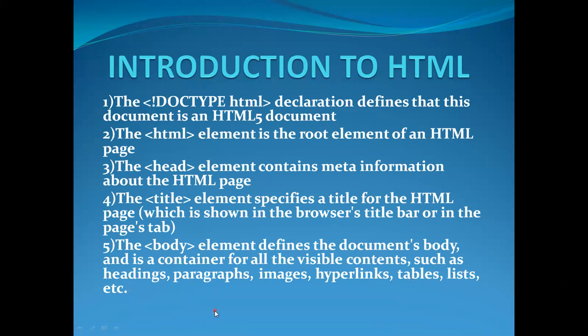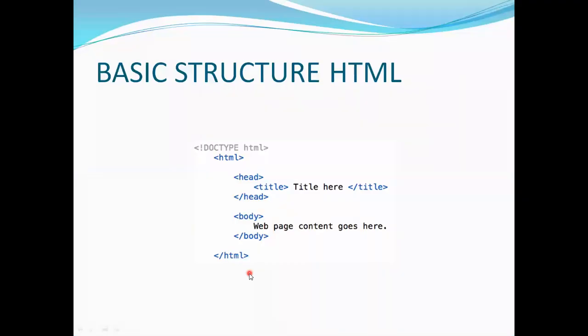Next, we will see the basic structure of HTML. But before that, there are two classifications of HTML tags. The first is the container tag, the other is the empty tag. Container tags are called pair tags, which means they have a closing tag. For example, you can see here the title start and title close. So it is called a container tag, or pair tag.